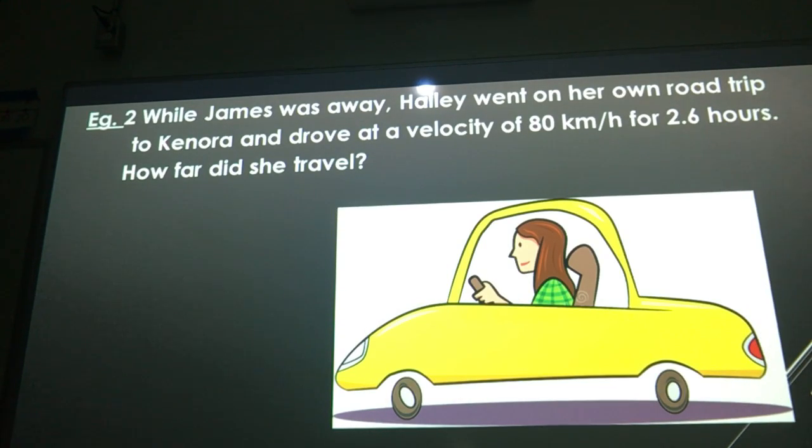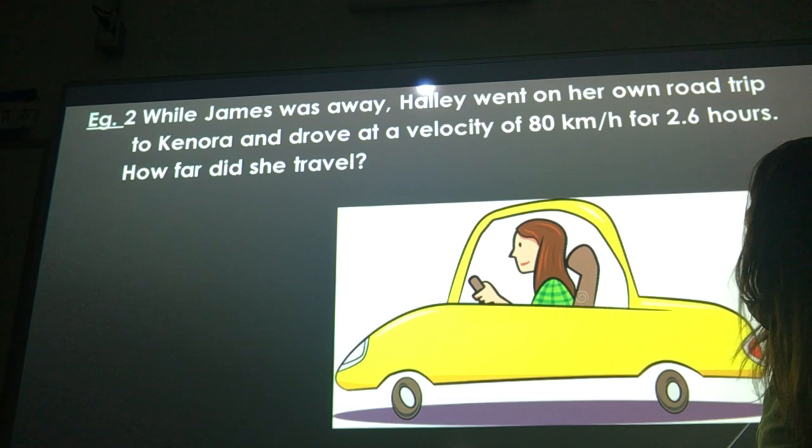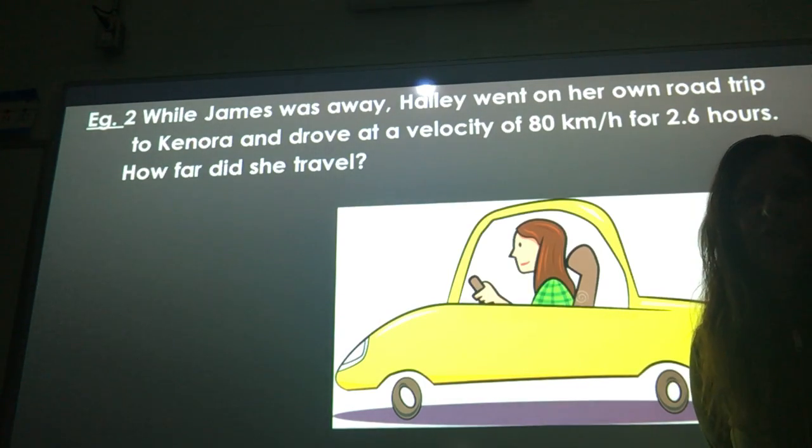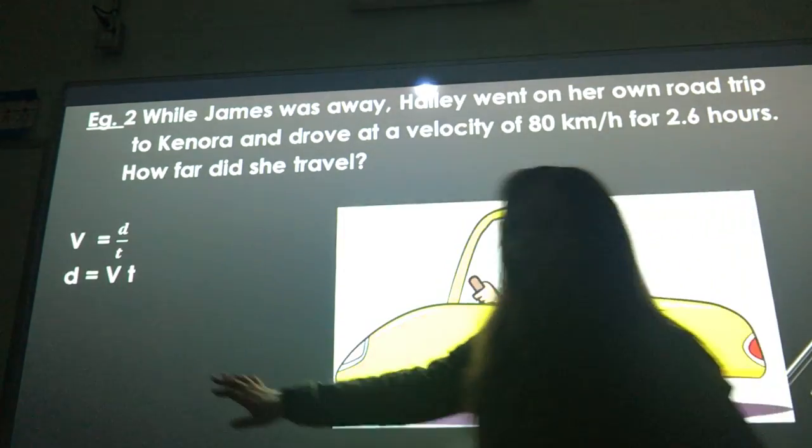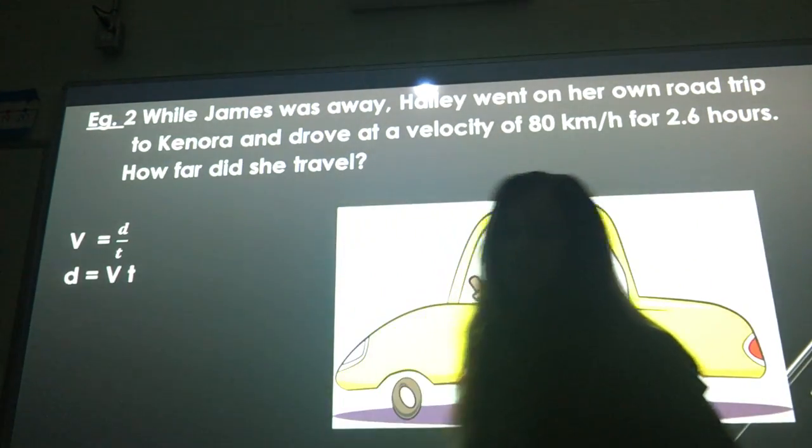to Kenora, and she drove at a velocity of 80 kilometers per hour for 2.6 hours. How far did she travel? Step 1, identify the formula. Well, that's the initial formula. Velocity is distance divided by time, but we're not solving for velocity, we're solving for distance.